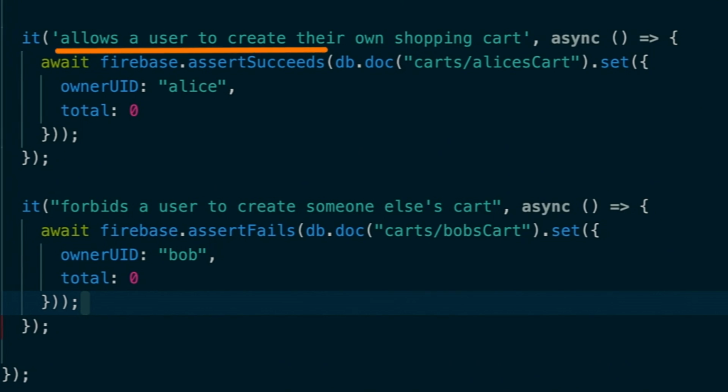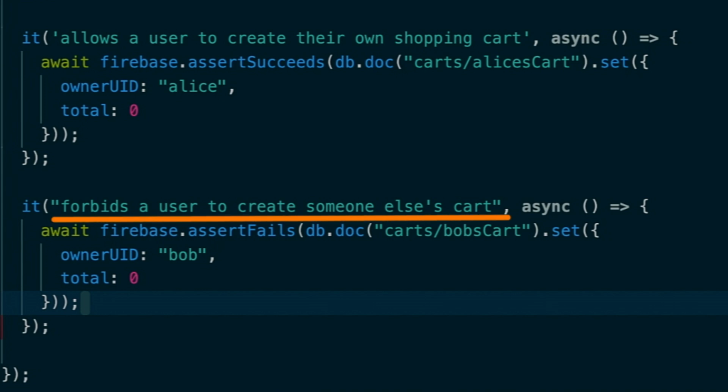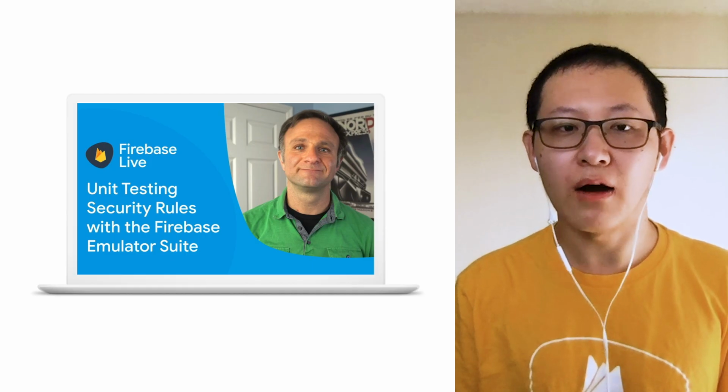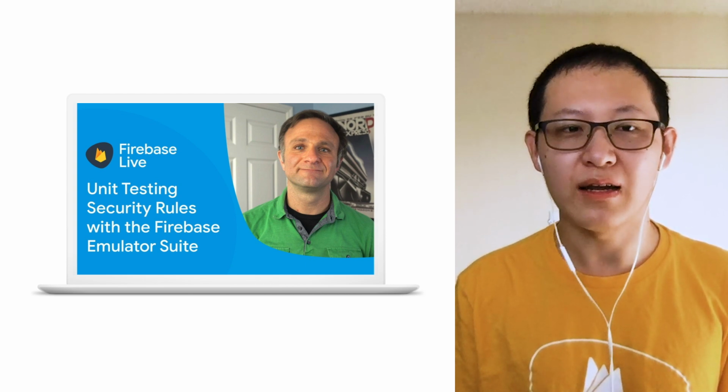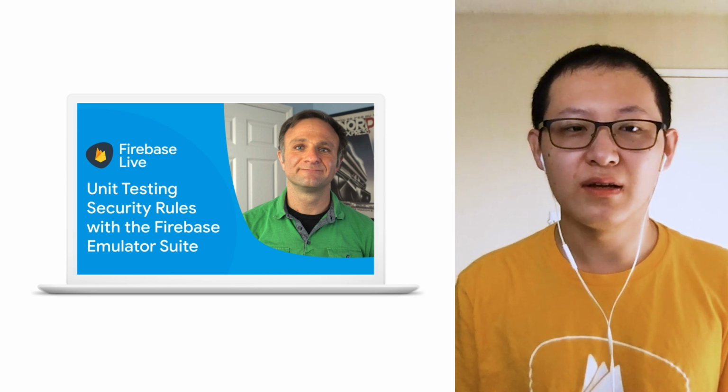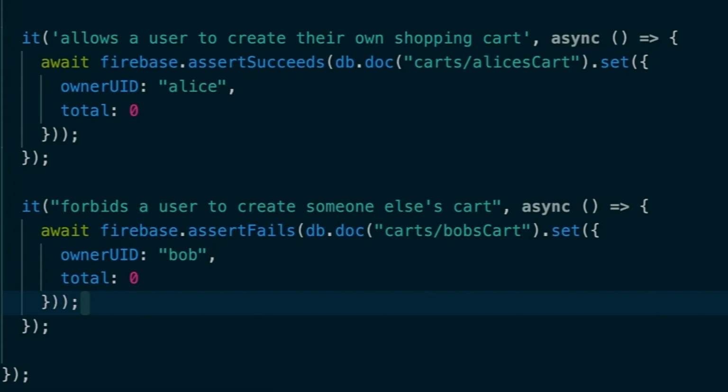So here, the first test simulates a user creating their own shopping cart and make sure it succeeds. The second test makes sure if they try to modify someone else's cart, it will fail. These tests run in the local isolated environment, in this case, the Firestore emulator. To learn more about how to write unit tests for your security rules, check out this video by Todd and Rachel at Firebase. So with these tests, we can make sure our security rules are well behaved.